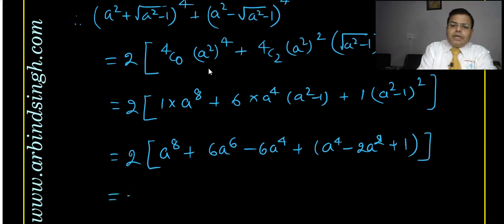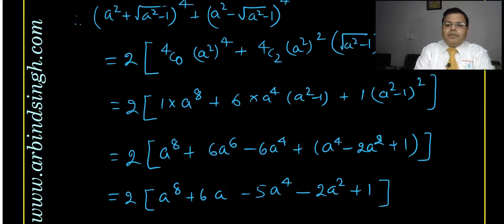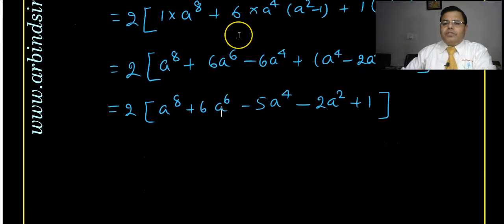So finally it will be 2a⁸ + 6a⁶, and there will be −6a⁴ + a⁴ which is −5a⁴, then −2a² + 1, and that will be the answer. You can write it like this. You can also do it by expansion, but that will be too lengthy. So use this, and that will be your answer.